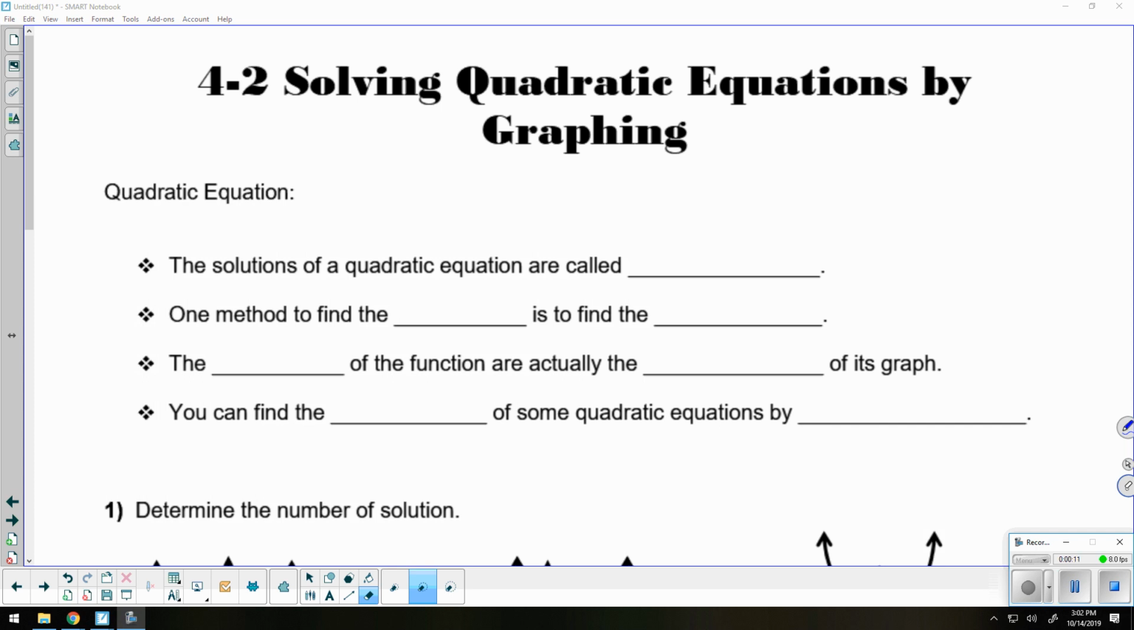In our next section, 4-2, we're going to be solving quadratic equations by graphing. We know how to graph a basic quadratic, just graphing the parabola, but now how do we actually solve a quadratic equation by graphing it?